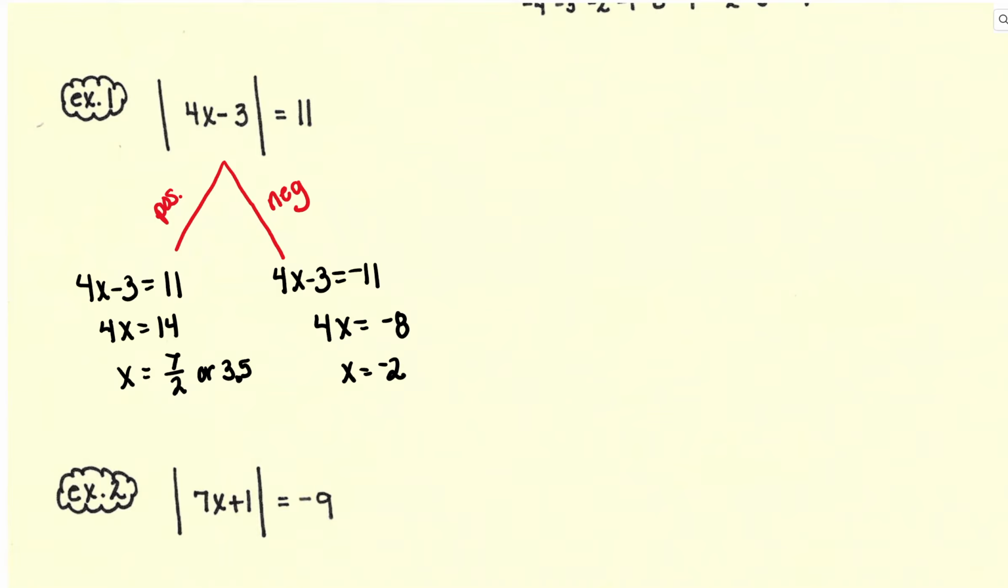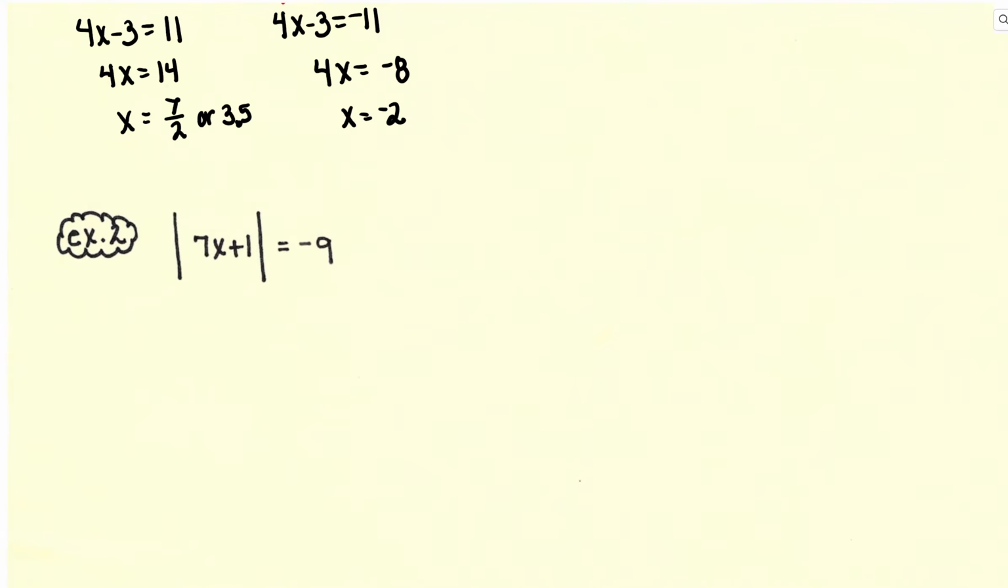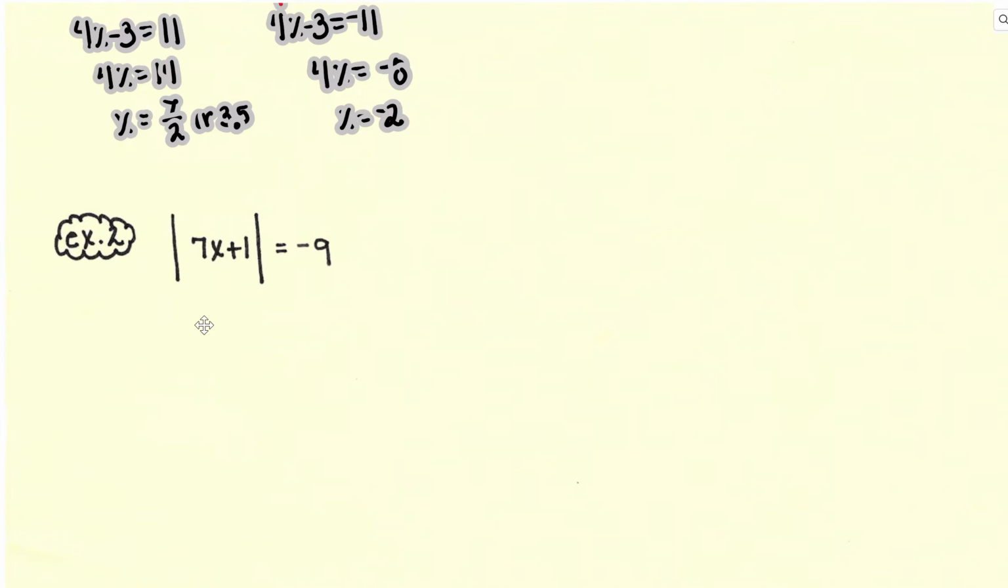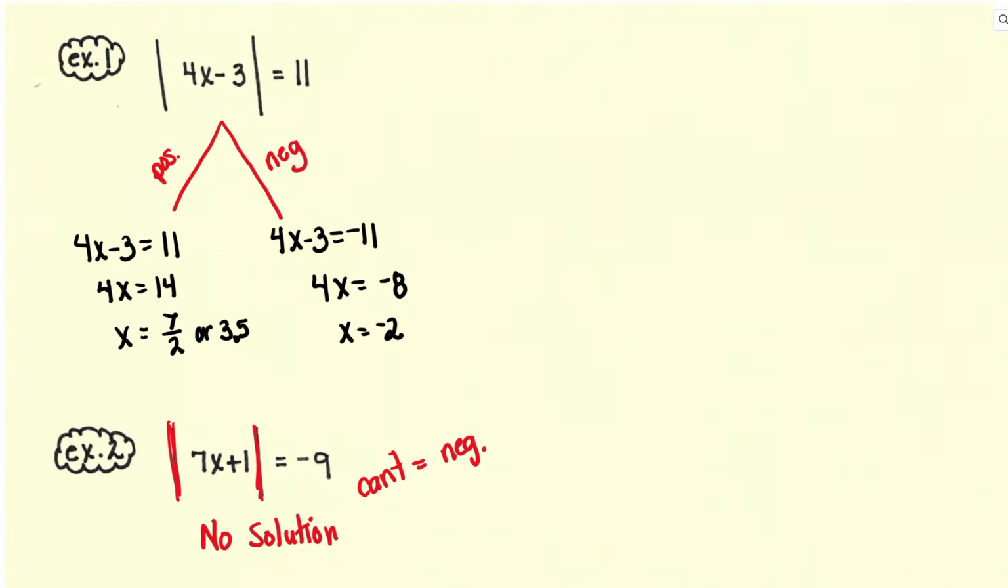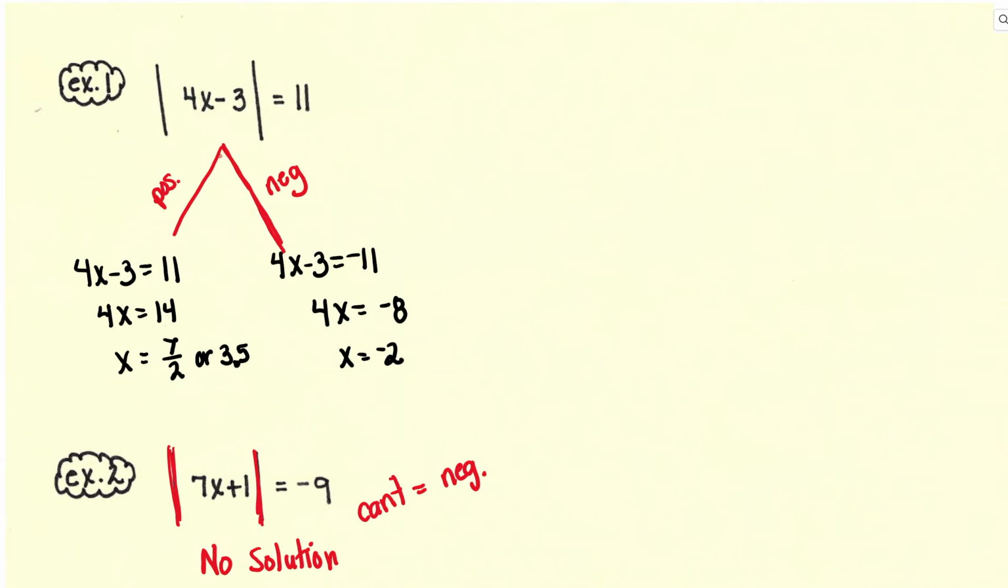Let's look at the second example. This says the absolute value of 7x plus 1 is equal to negative 9. Well, absolute value is distance. Distance is always positive, so for that reason, this one has no solution. If you are still in the absolute value, you can't equal a negative. Now, if I break it out of its absolute value, as in here, then it can be a negative.